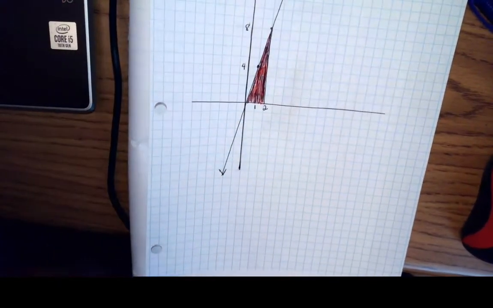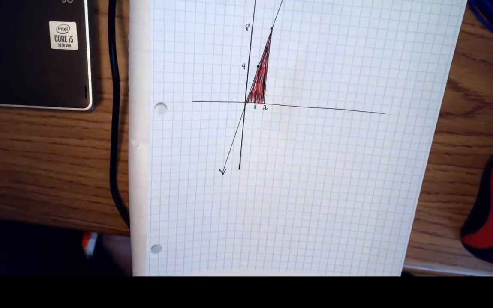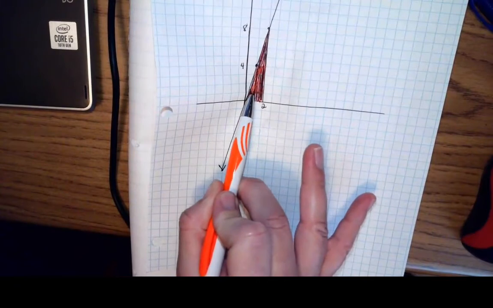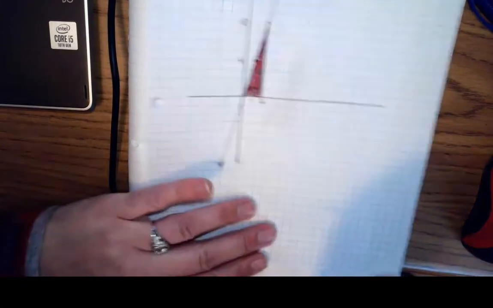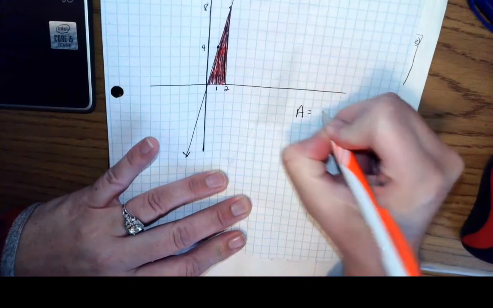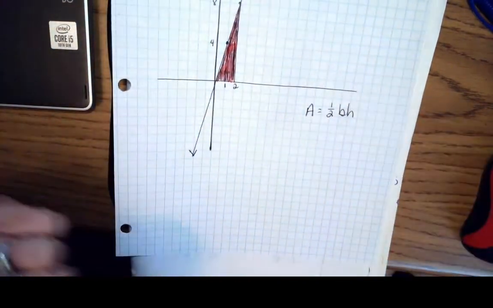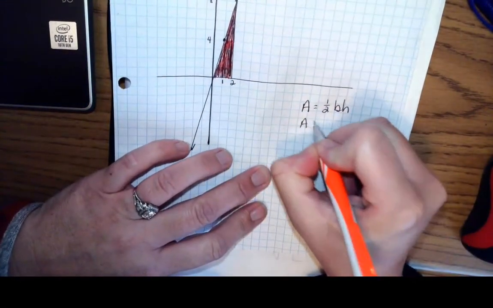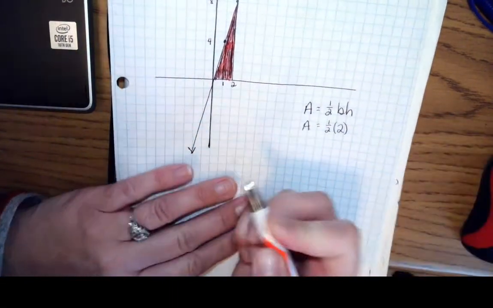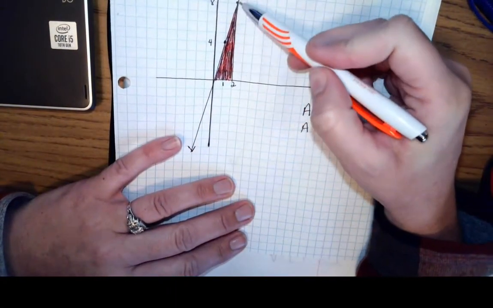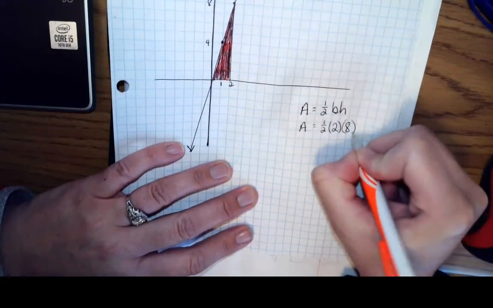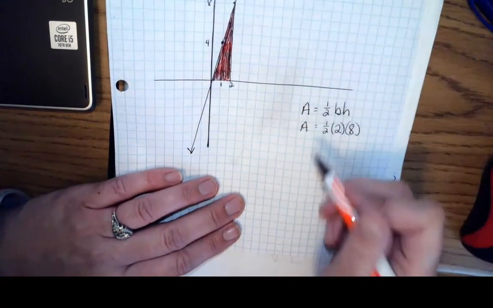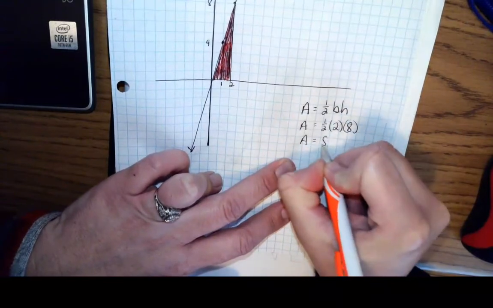All right, so when I look at this, I want to find the area under the curve. Well, just because we're in calculus does not mean that geometry stopped working. So do I know how to find the area of a triangle? Why, yes, I do. The area of a triangle is half of the base times the height. Okay, so what's my base? My base is 2 wide. So I have half of 2, and then what's the height? It's 1, 2, 3, 4, 5, 6, 7, 8. Okay, so I have half of the base, which is 2, times the height, which is 8. So when I figure that out, I get an area of 8.